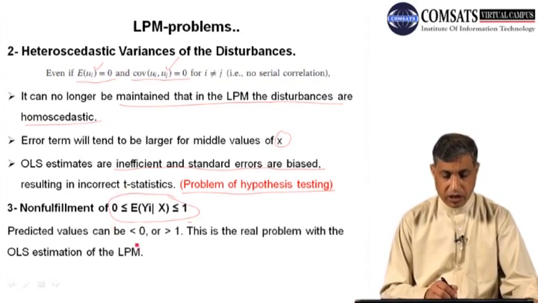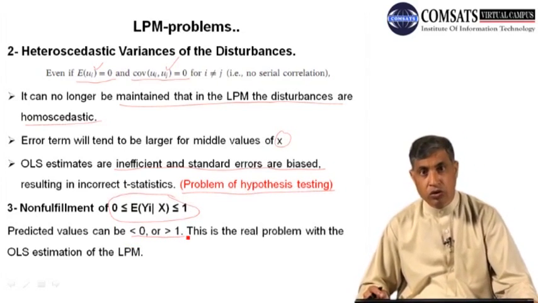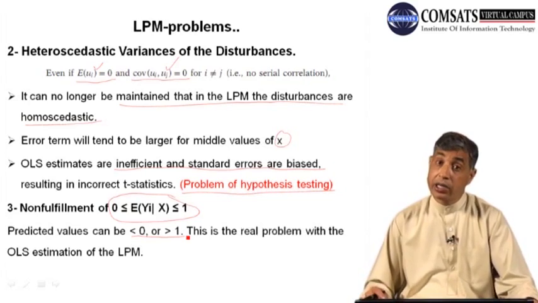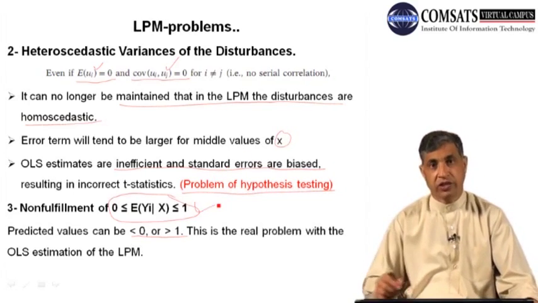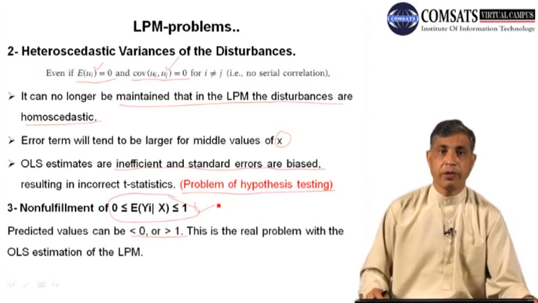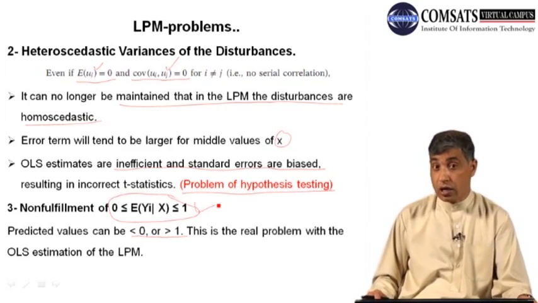So what is this? The predicted value can go less than 0, into the negative, and greater than 1. So it is against our situation where we said that probabilities can only range between 0 and 1. This is the real problem.